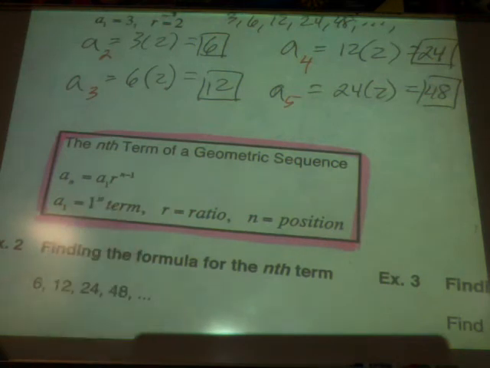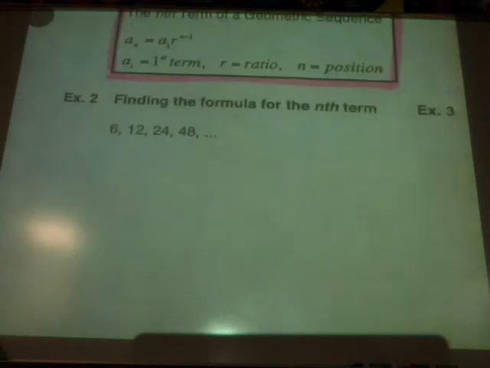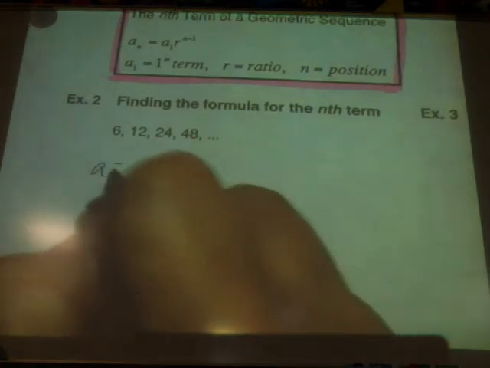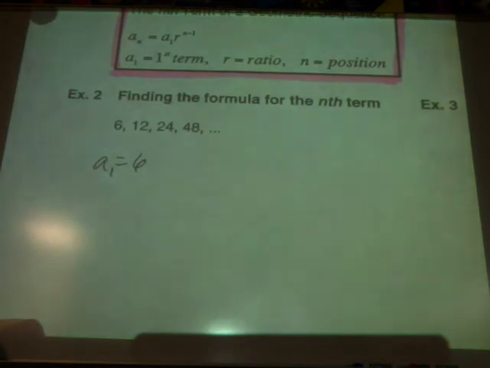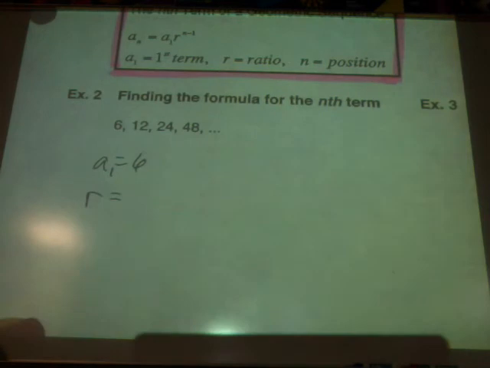All right, so then let's look at example 2. We have to actually find the formula for the nth term. So in that formula, I need to know a sub 1 and I need to know r. If I know those two, I'm good to go. So what's a sub 1? 6. Yeah, 6. So that's easy, right? It's just an identify thing. How do you find r? What's one way I could find r?